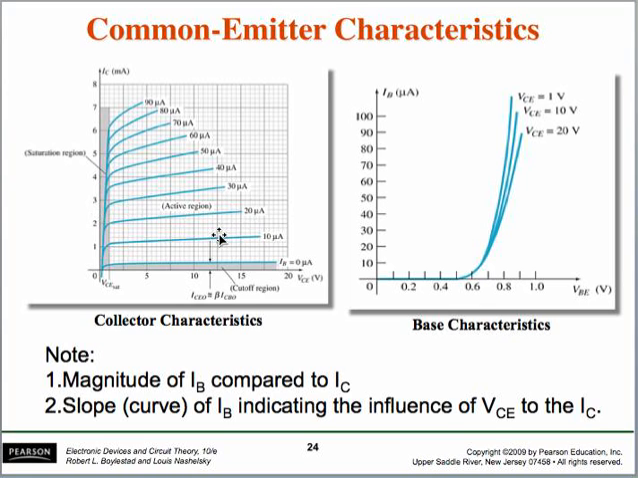It should be immediately clear to you by now that the scales are different. The base currents are in microampere, all of them are in microamps. The output current coming out from the collector is in milliampere. You should also note that there is a little slope on each of these lines, each of these base currents, indicating the influence of VCE on the IC.